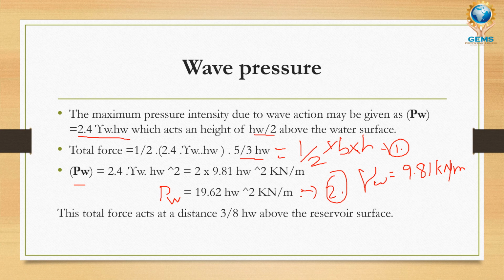This explains that when the wave forms at its top portion and finally dips, a portion is created between them. Up to that portion this force acts, and generally it is denoted as 3/8 HW. If you see the diagram, you can understand it clearly from the previous slide. Thank you.